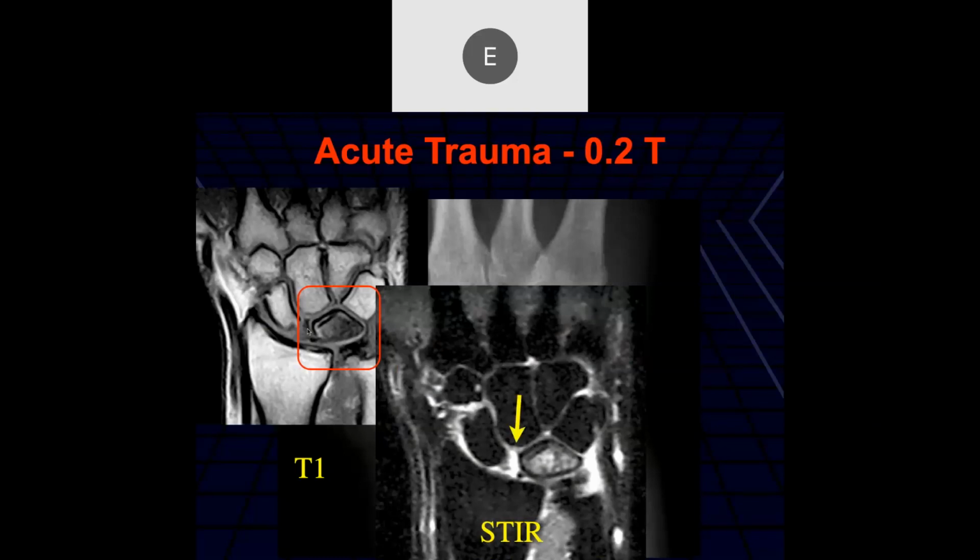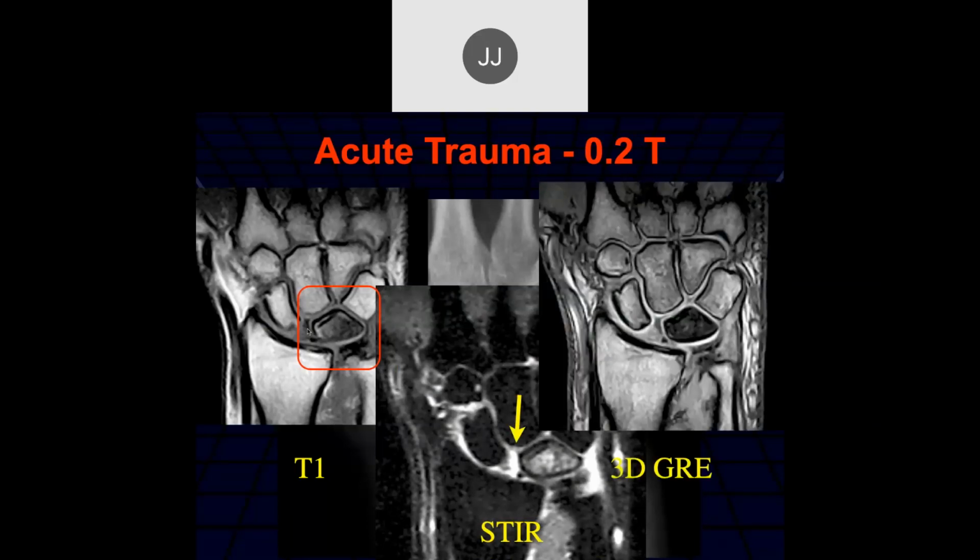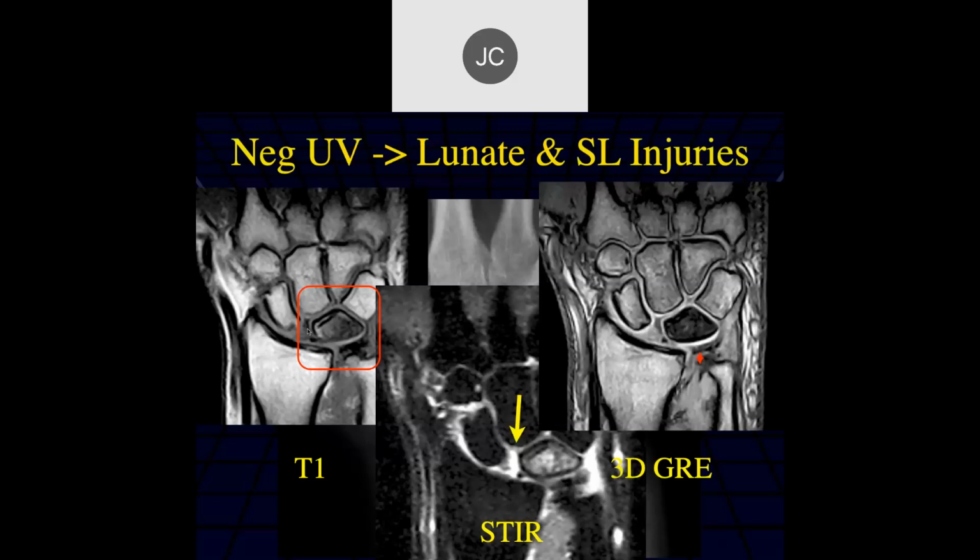Right. John, were you going to say something? No, there's separation between the scaphoid and lunate. That's right, an obvious trauma. Yeah, that's right. So this is kind of a diffuse trabecular bone injury of the lunate. The cortical margins are intact. This is associated with the scapholunate ligament tear. So I agree with John. This was a traumatic injury.